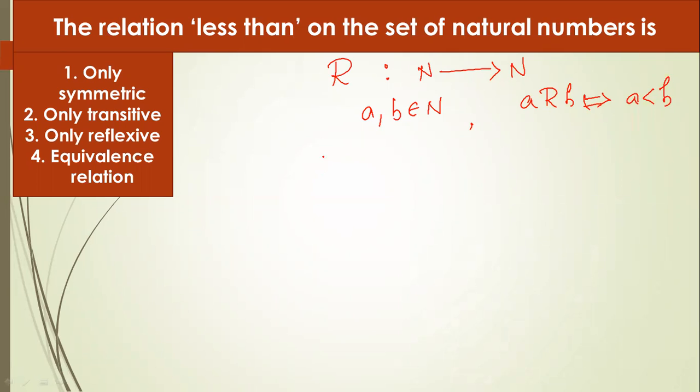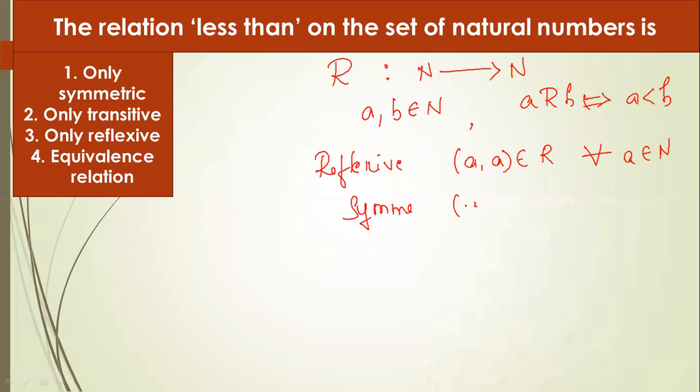Do you remember what is reflexivity? Reflexive means the ordered pair A comma A should belong to R for every A belongs to N. Whatever A you take from the natural numbers, the ordered pair A comma A should be in the relation. Symmetric means if A comma B is there, then you should also find B comma A. A comma B is in the relation if A is less than B. Whether A less than B implies B is less than A.